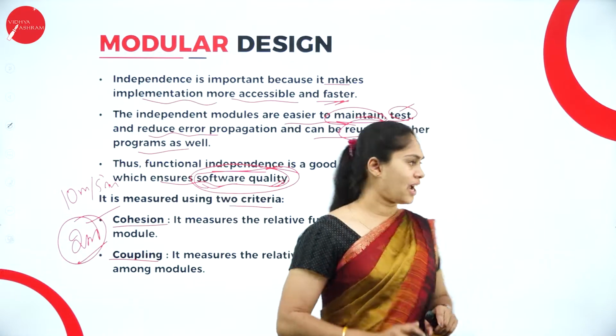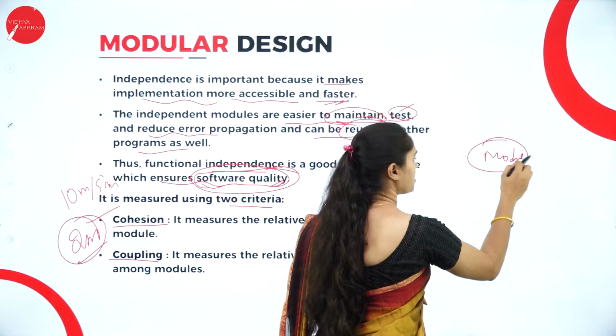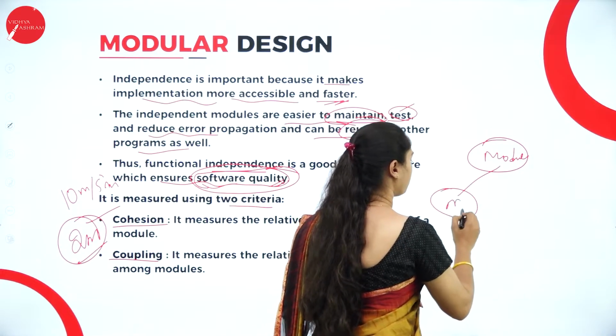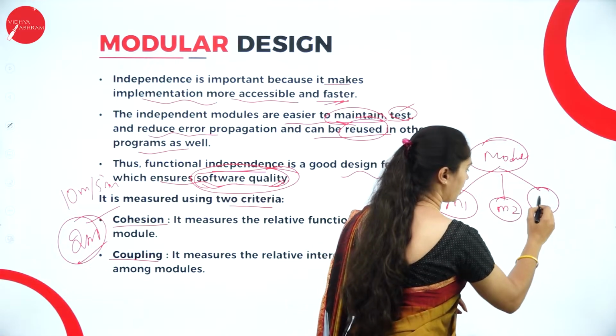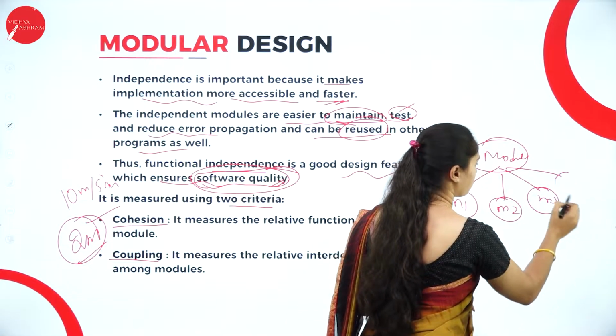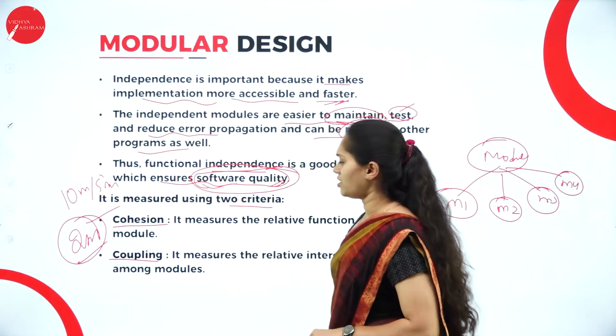So already I told you, we have a module. In that module, I have certain modules that are going to be divided into M1, M2, then let me take M3, as well as we have M4. So now you see the definition of cohesion and coupling.